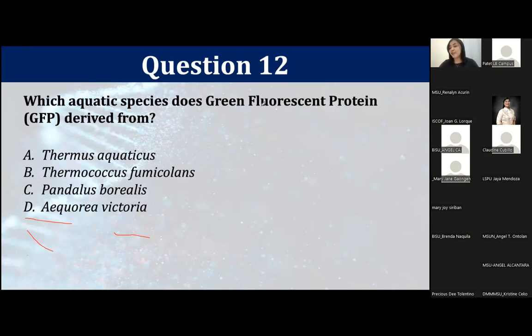Ano yung sagot? Si Ma'am Nora, nakikisagot din. Go, Ma'am. Ano? Yung sagot ninyo, may mga sumagot ng C, mayroong sumagot ng letter B. How about the others? Mayroong sumagot ng letter D? Okay. So what is the correct answer? The correct answer is Echuroya victoria.